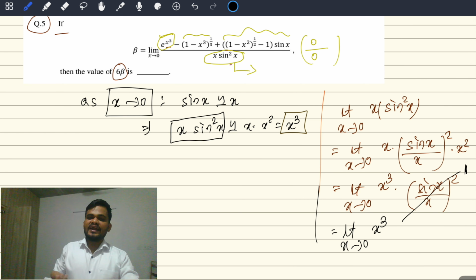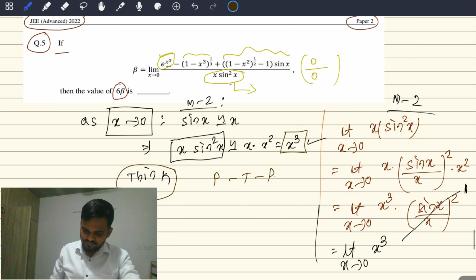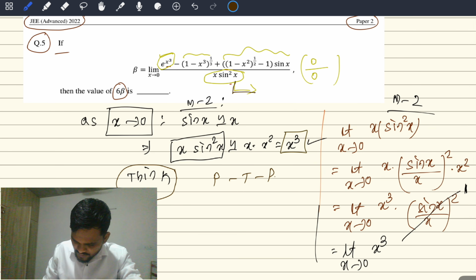Either you agree this way or you convince yourself this way and think about it. If you have any doubt, let me know in the comment box. Pause, think and proceed. Okay, now, in the denominator, what is the maximum power?